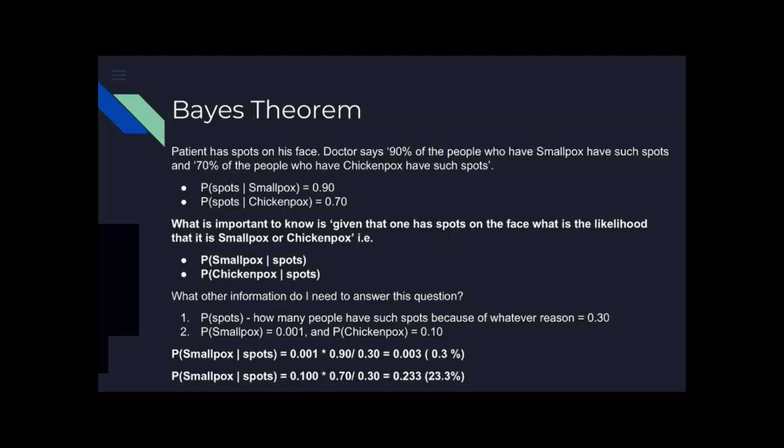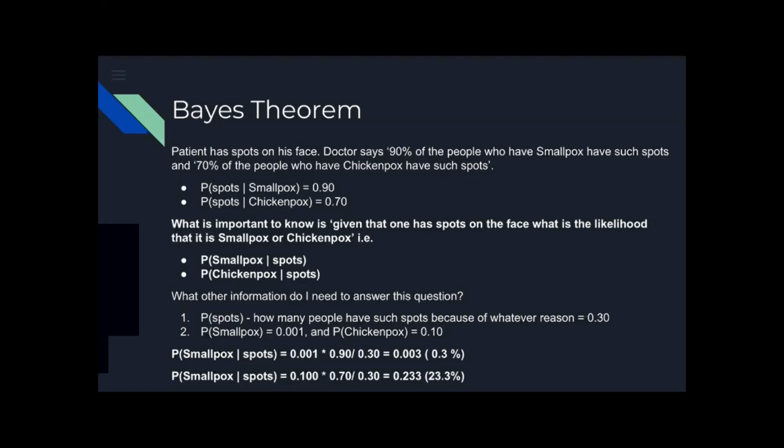Because we know that in general population, what he is saying is that if the patient is having smallpox, then in 90% of the cases, he will have spots on his face. Okay, but he's not saying that he had smallpox. He's only saying that if the patient had smallpox, then he will have spots. Now, the question is what is the probability that the patient has smallpox in the first place? That the doctor has not talked about.